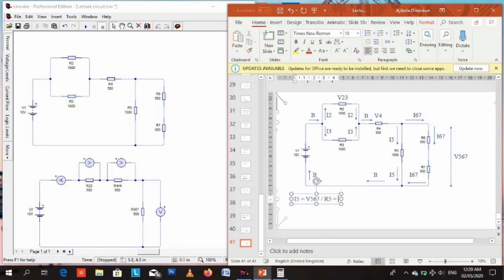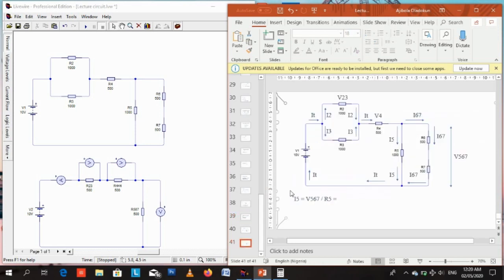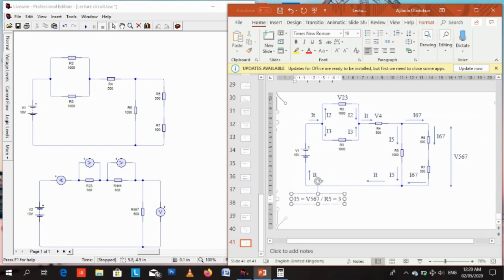Now the voltage across R5 is V567. So V567 divided by R5 will give us I5. Let's go back. V567 is 3.33 volts. So you click inside here, 3.33 volts divided by R5, which is 1000 ohms. That's 1000 ohms here. So V567 is across R5, because R5 is in parallel with R67 together in series.